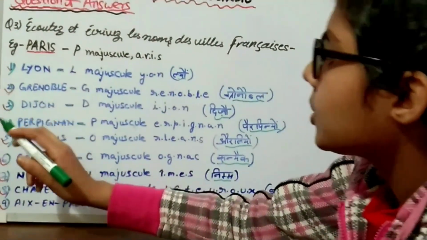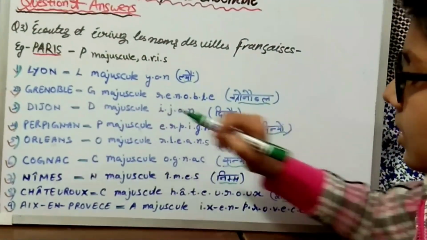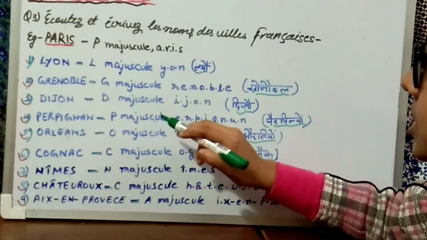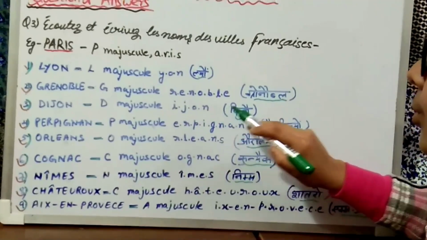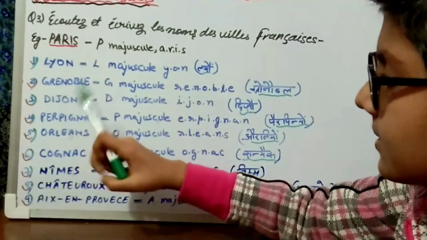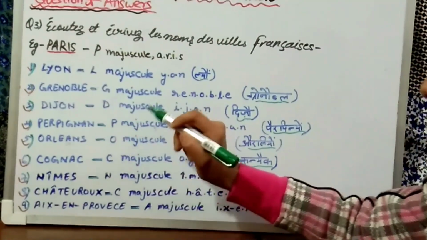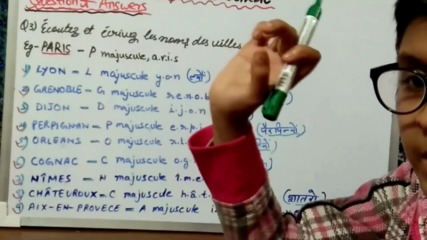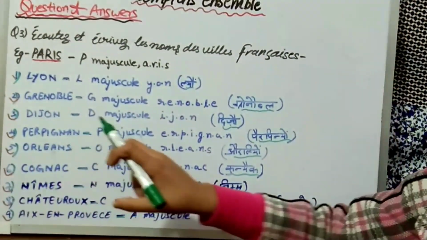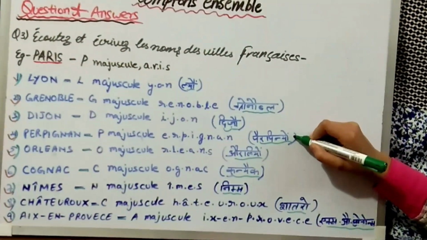We have the third one, which is Dijon, and in French we pronounce the separate letters as D majuscule, I-J-O-N. And then going on to the fourth one, do remember this is a very important one. Perpignan. It is pronounced as Perpignan, but I have seen most people pronouncing it wrong, and that is totally wrong. You need to pronounce it as it is written here.